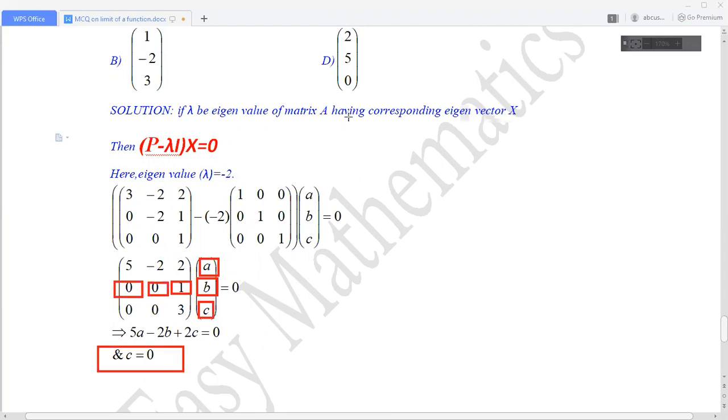Next equation. Similarly, 0 times a is 0, 0 times b is 0, 3 times c is 3c, equals 0. This implies again c equals 0. And here we have the two linear equations, c equals 0.